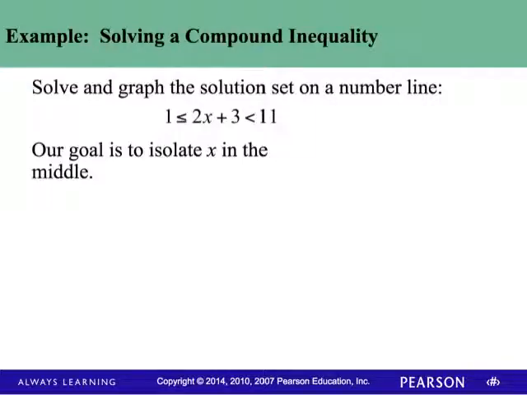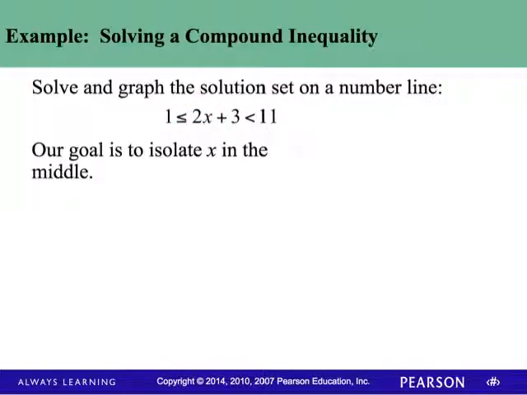All right, now compound inequalities. The idea is really the same, but instead of having a single inequality like 2x plus 3 is less than 11, or 1 is less than or equal to 2x plus 3, we have two different inequalities in there together. And the way this works is just like solving a single inequality. Whatever you do to one part, the left, the middle, or the right, you do everywhere. And the goal is still the same. We're still trying to isolate x.